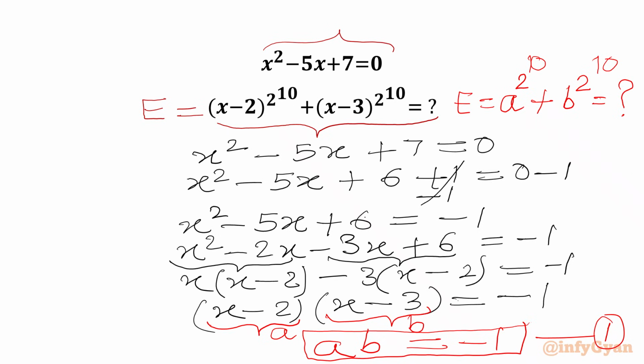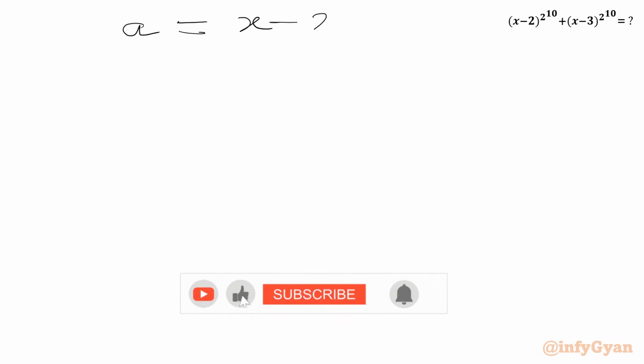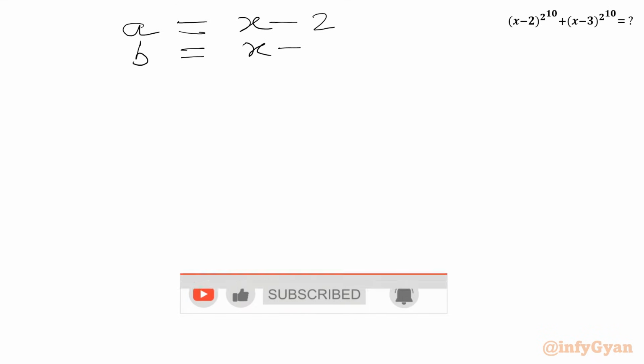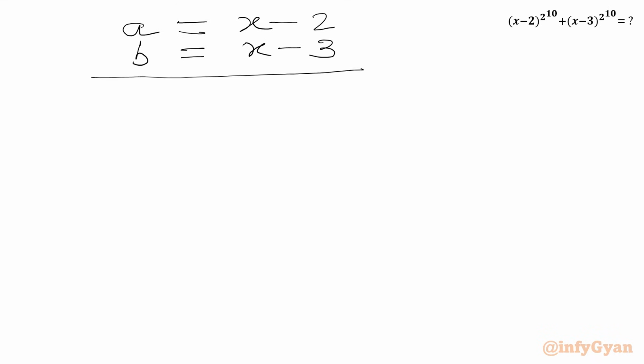Now A is x − 2, B is x − 3. So I will write here A = x − 2, B = x − 3. So I can subtract the second equation from the first one. We will get A − B = ... plus and minus x will be over. −2 + 3 is 1. Let's say this is our second equation.